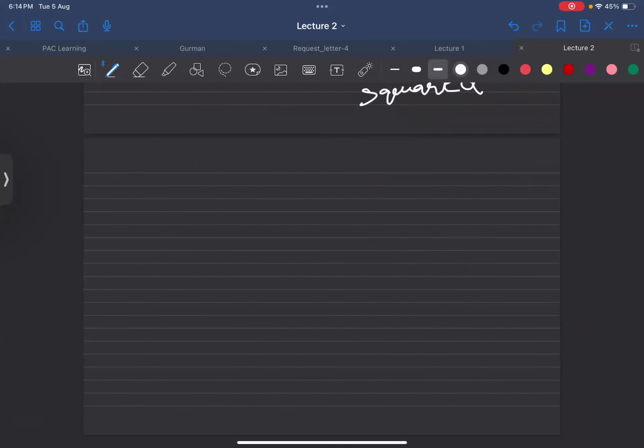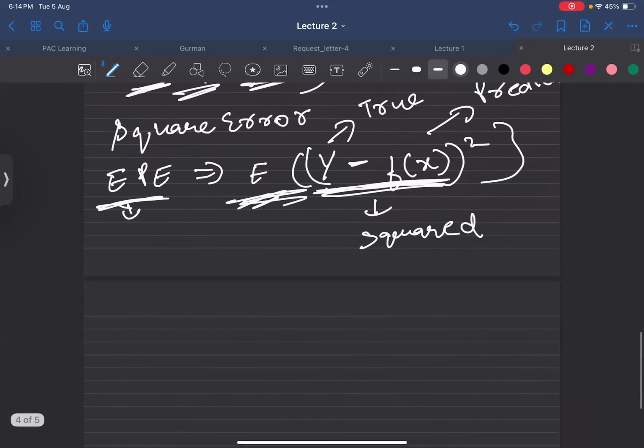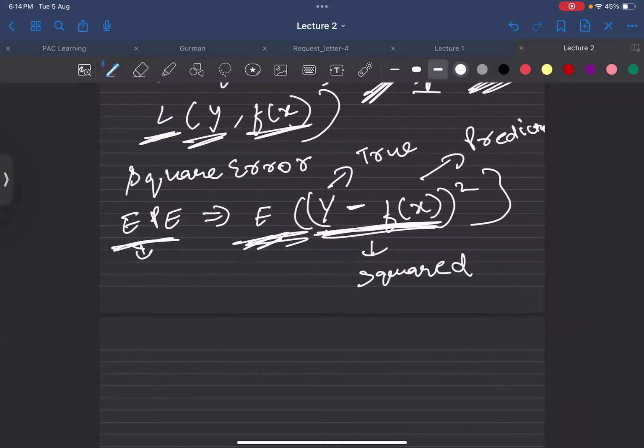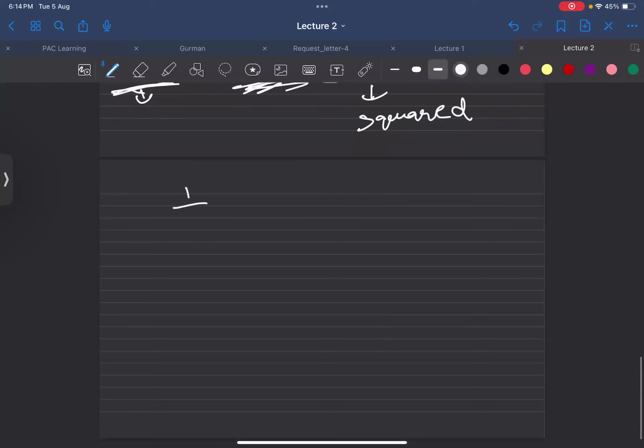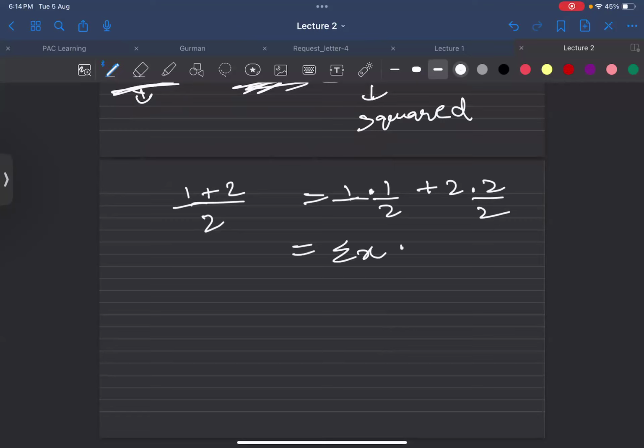Now, how do we calculate the expectation? Anyone, can you tell me? I gave you an example last time as well. Average is expectation. What I'm doing is 1 into 1 by 2, plus 2 into 2 by 2. Basically I'm summing it up: the sum over x into p of x. The probability as well as the sum. This is basically the expectation formula.